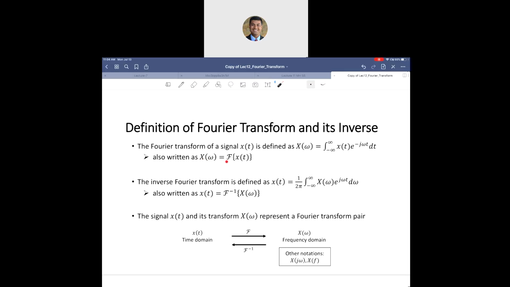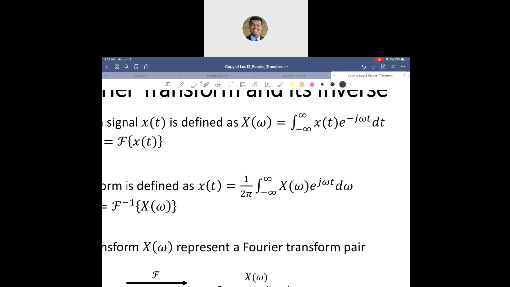Also written as X of omega is the Fourier transform of x of t. And going backwards, apart from the sign change, notice there are two changes here. The sign is different here, and there is also an additional 1 over 2 pi that is missing in the Fourier transform.